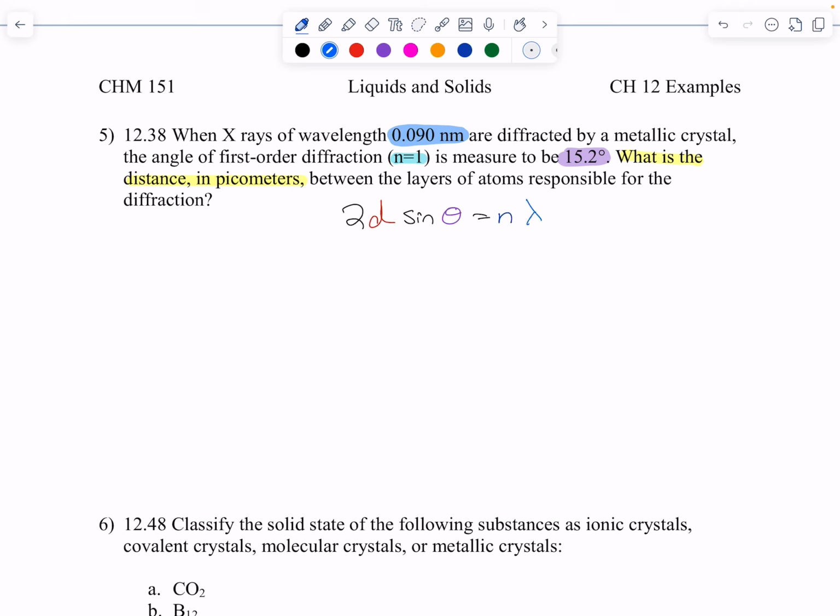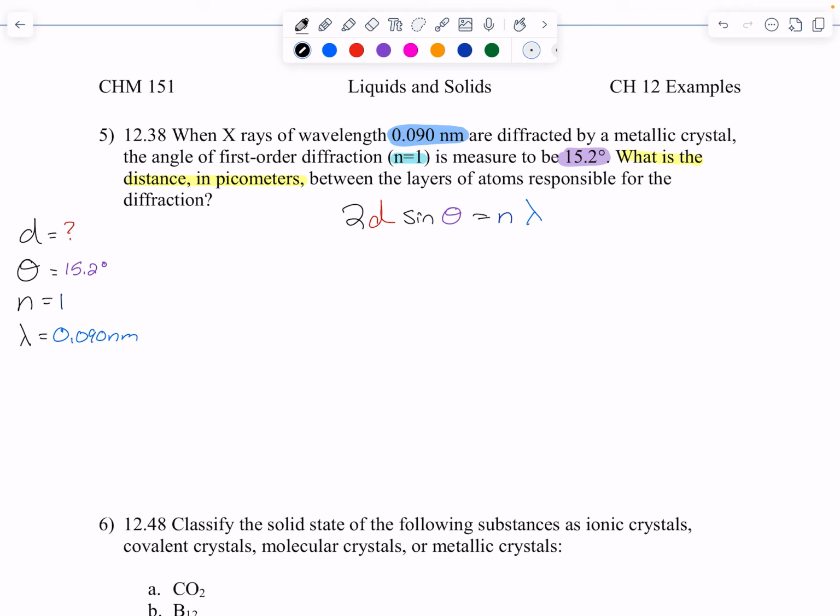All right, so let's talk about what these are. d is the distance, and that's a question mark. The angle is the angle. n is the order of diffraction. And lambda is the wavelength. Okay, so we're looking for d. We have 15.2 degrees. We have 1 for n, so n is going to be gone. And we have 0.090 nanometers.